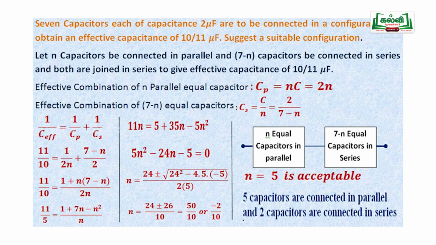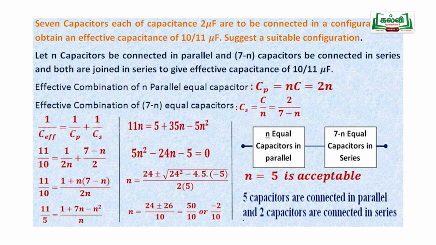Next, you are given 7 capacitors of capacitance 2 microfarad. They are to be connected in one configuration so that the effective capacitance must be equal to 10 by 11 microfarad. How to approach this sum? So, I will assume that I am going to have n capacitors in parallel and 7 minus n capacitors in series. So, what is the effective capacitance of n parallel capacitors?